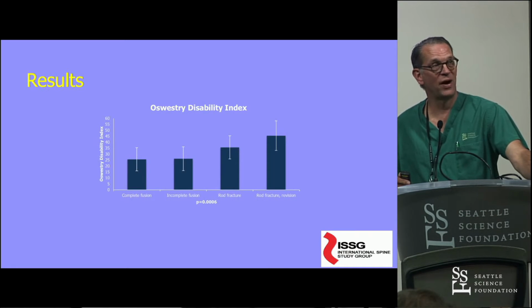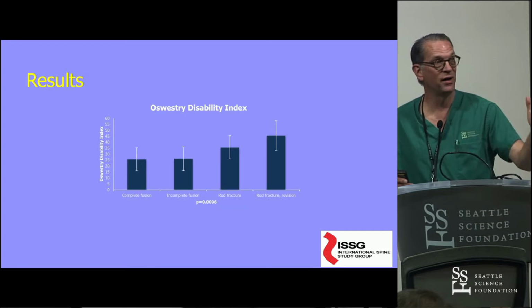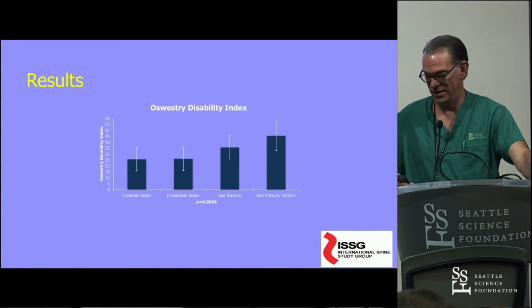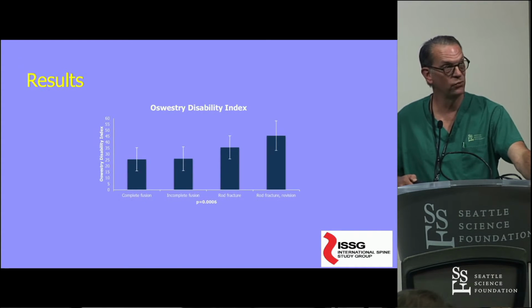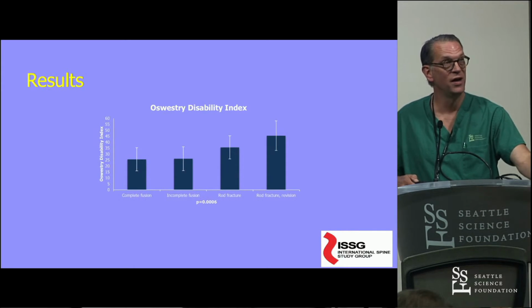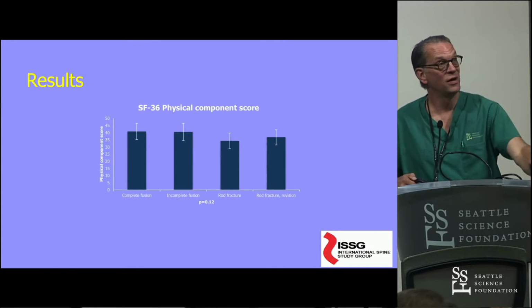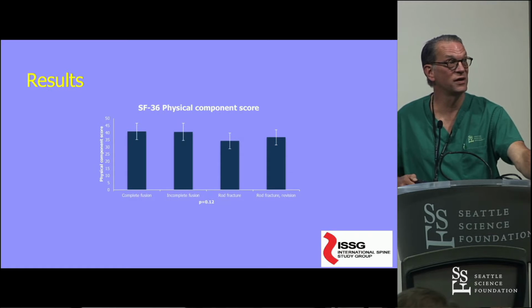And the very far right column are those for whom we performed a revision fusion. And again, not too surprising, we're reoperating on the patients that are most painful. But again, all of those patients also had rod fracture, not just a low radiographic grade. So we really don't operate on radiographic classification of fusion, but on symptoms, and in particular patients that have fractured rods.